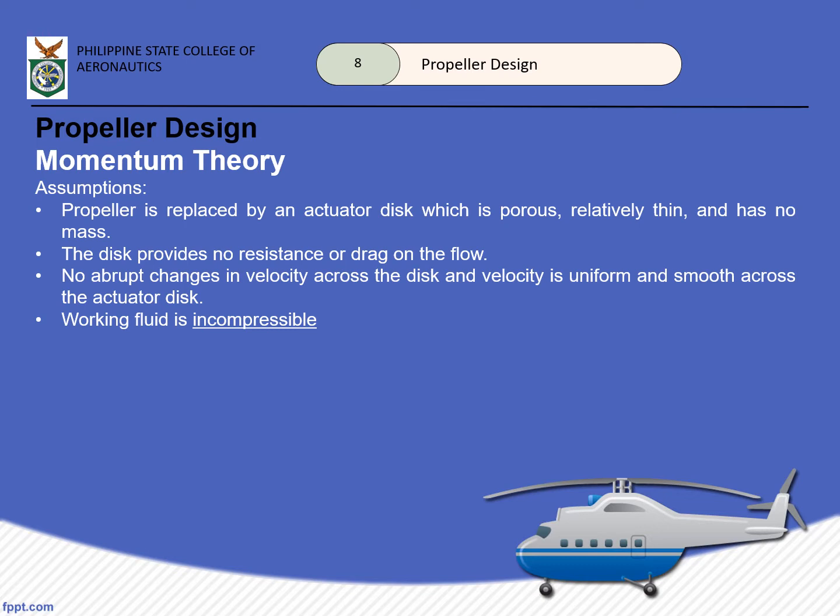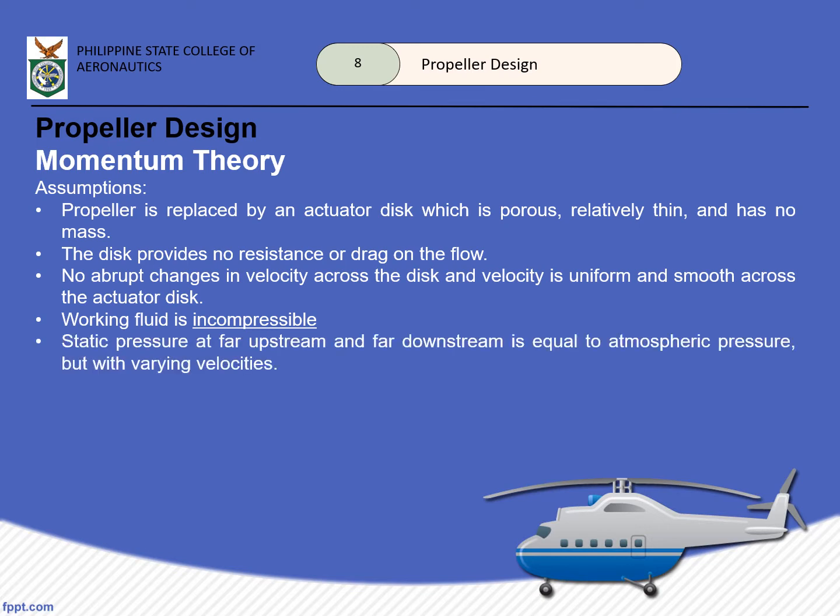It would definitely take most of our time if I focus on the details of the derivation. But regardless, I would be providing references instead. I would be stressing which equations and formulas you need to focus on. Okay? So, the next assumption is static pressure at far upstream and far downstream is equal to atmospheric pressure, but with varying velocities. So, paano natin i-explain yan?